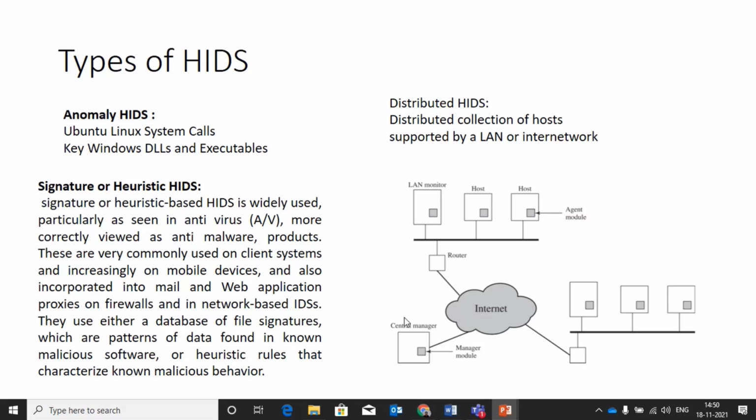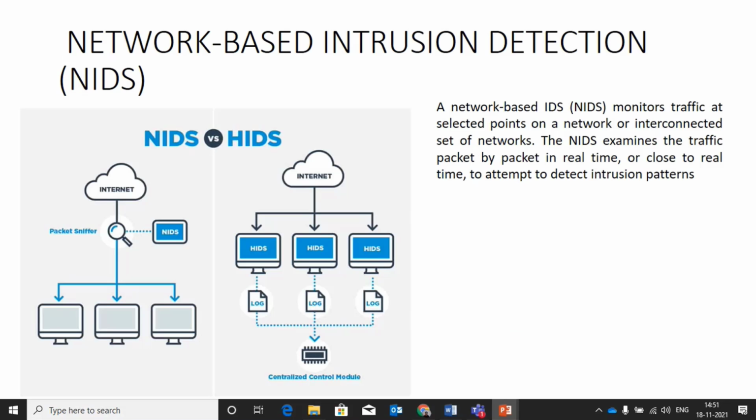Then the central manager module. The central manager module receives reports from the LAN monitor and host agent, and processes and correlates these reports to detect intrusion. These three modules work together and are deployed in a centralized distributed system. So that is what is happening in the HIDS.